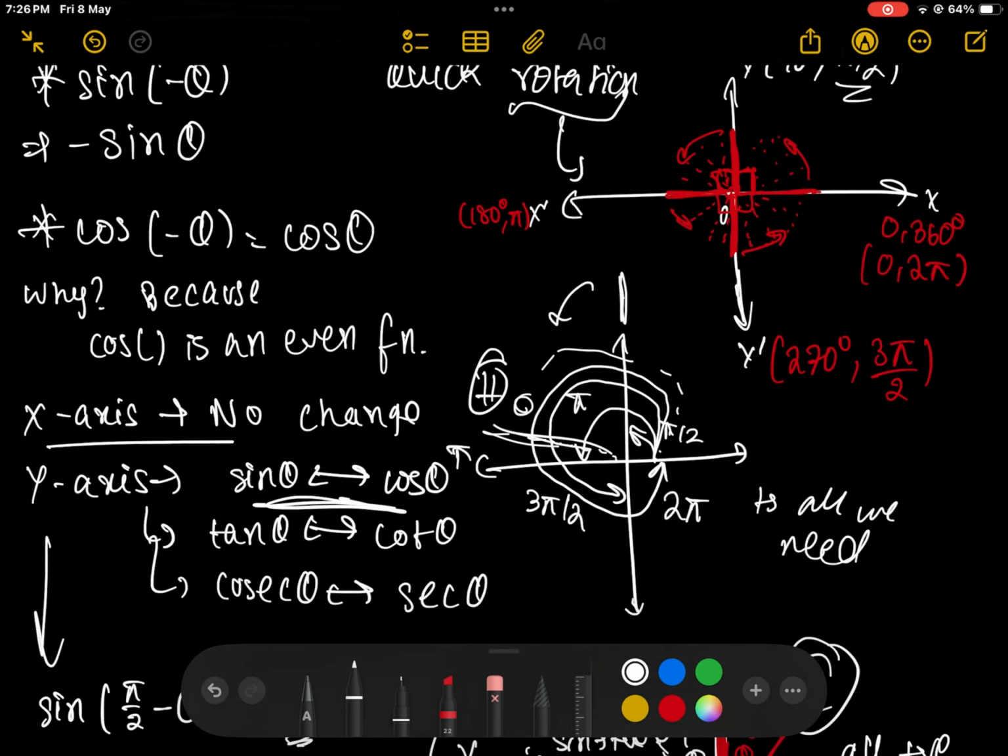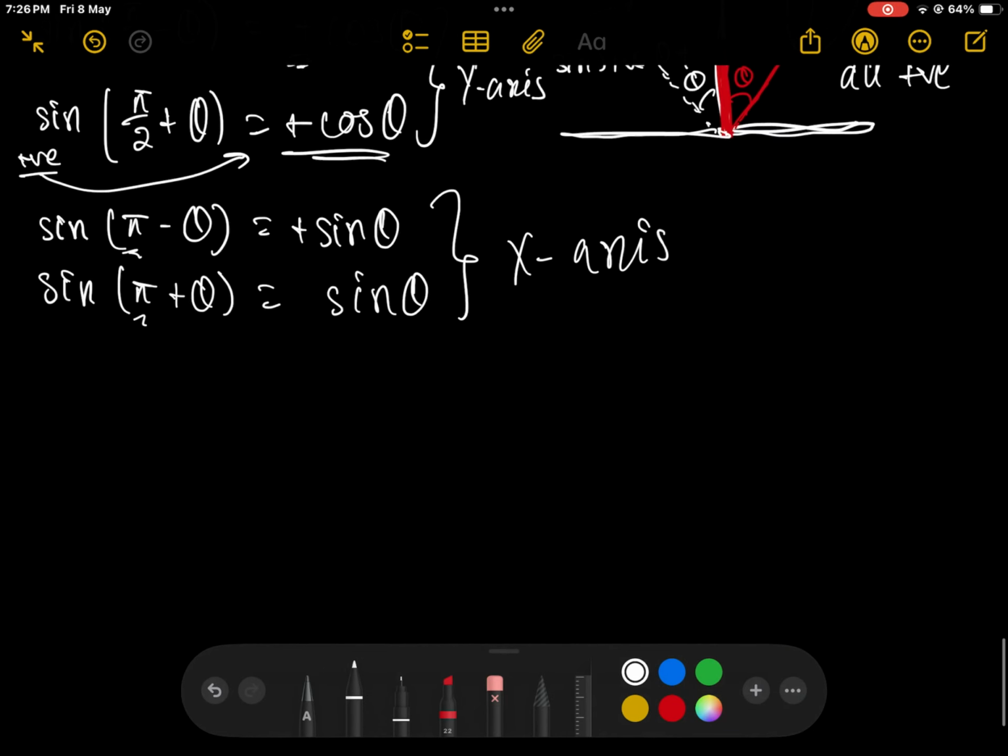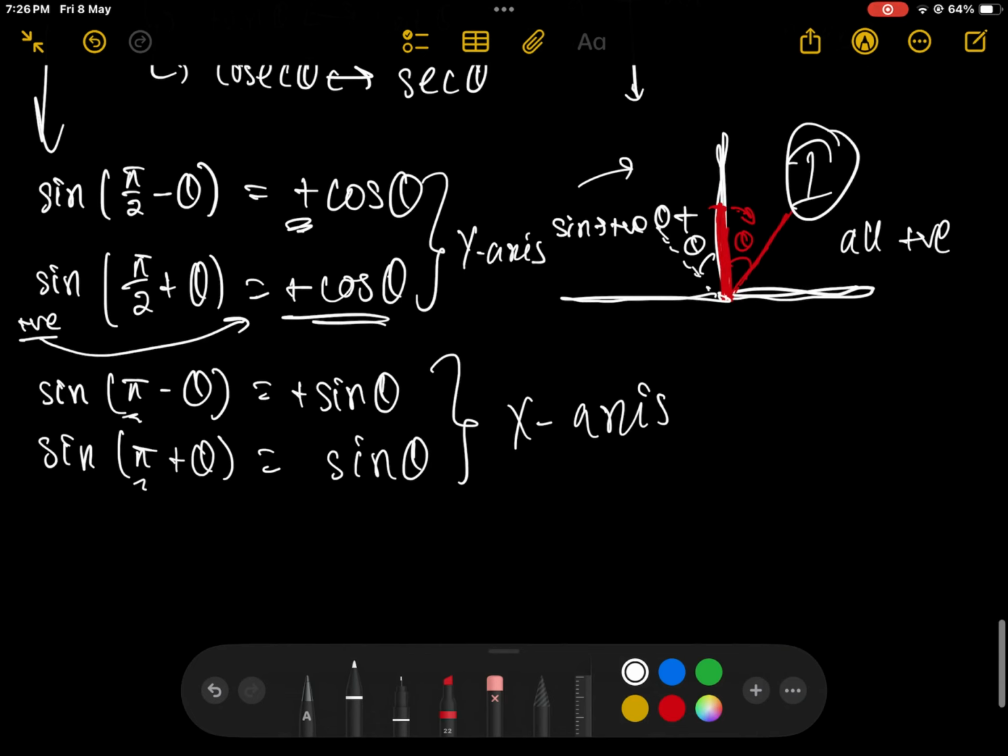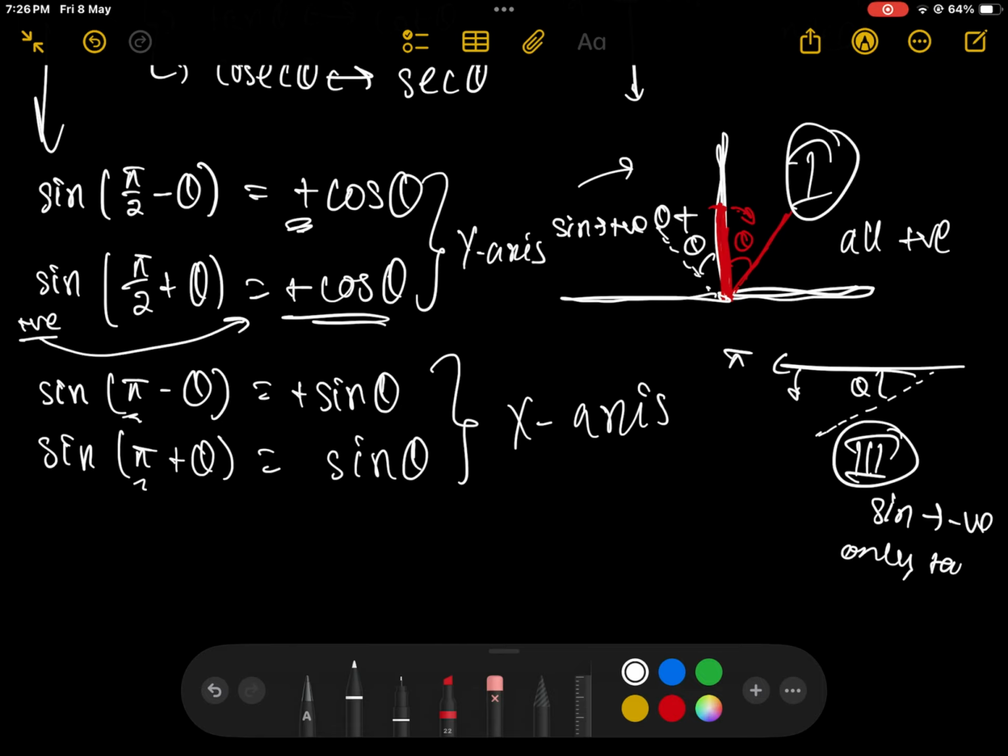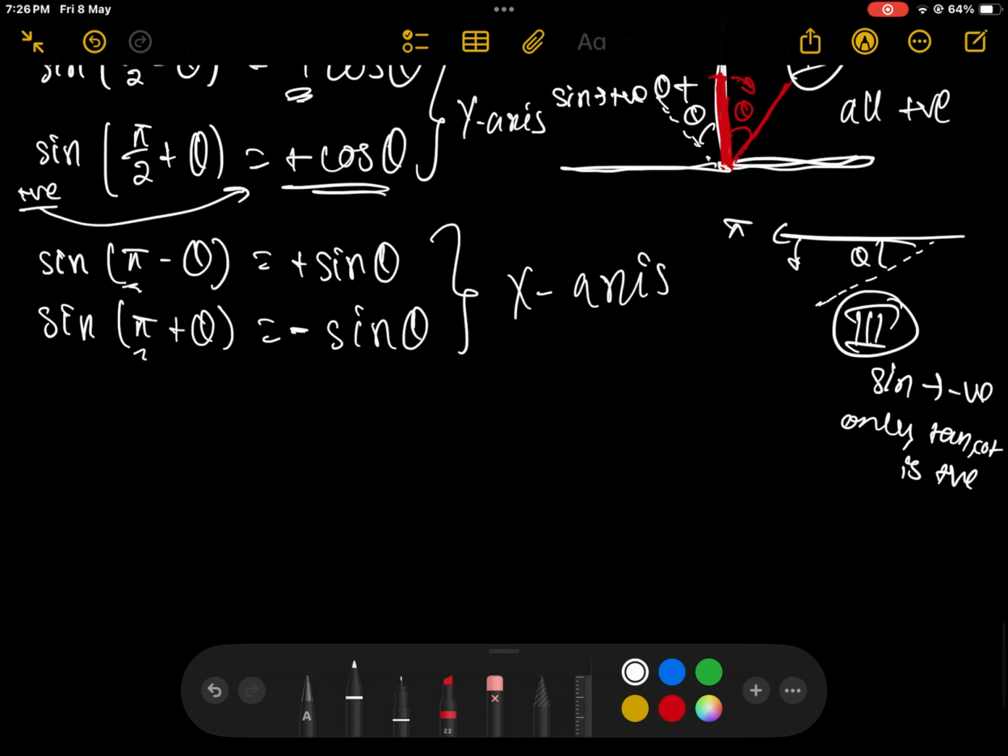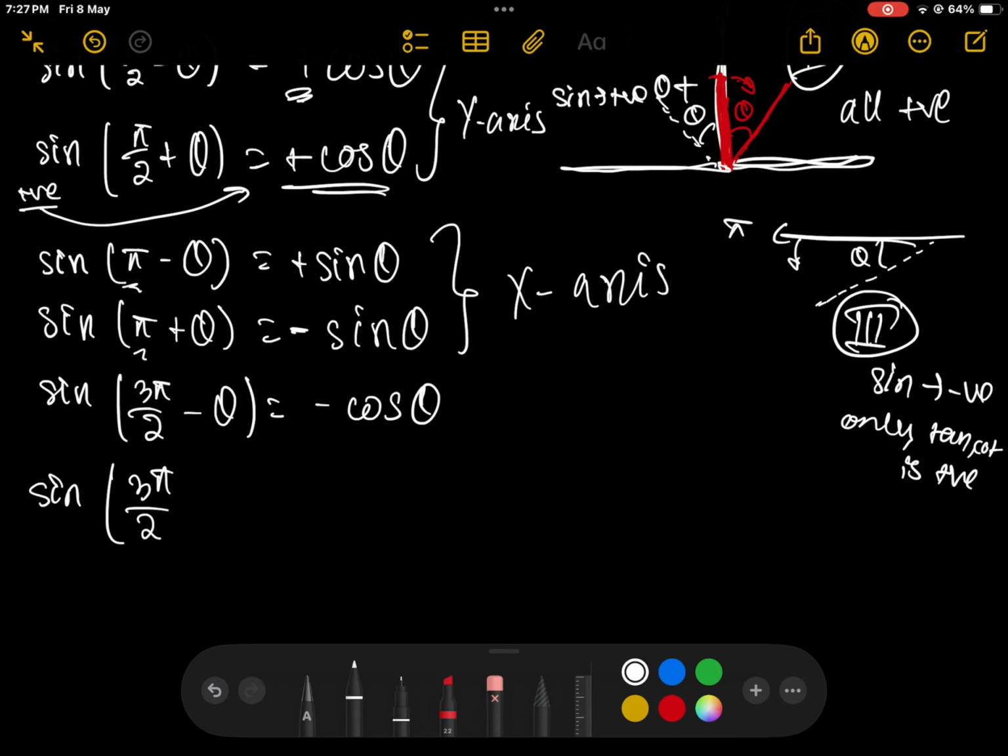So sine of pi plus theta is going to equal minus sine theta, because now we're venturing into the third quadrant. Oh yeah, I have to explain it, sorry. As we go into the third quadrant, only tan and cot are positive here, so it becomes minus sine theta. Now sine of 3 pi by 2, it's similar to the y-axis, but it's just negative, so it's going to be minus cos theta, and sine of 3 pi by 2 plus theta.